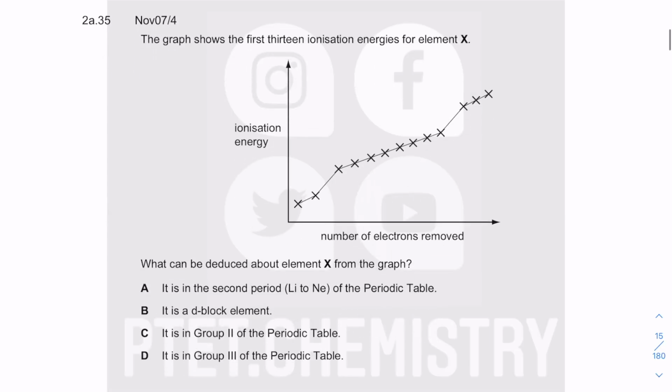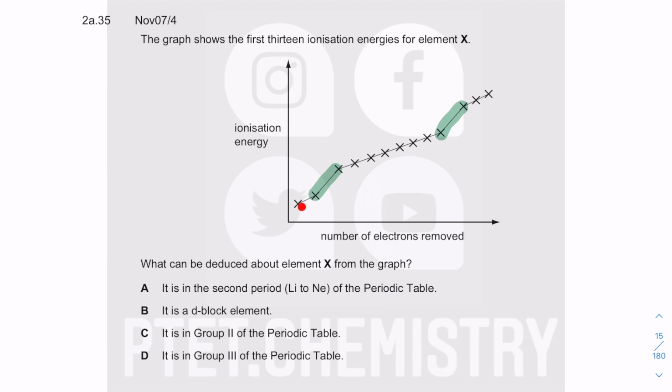This is the last question of this 5-question tutorial series on atomic structure. So what can we deduce about element X from the graph? We can tell that we have a jump from there to there. We also have a jump from there to there.